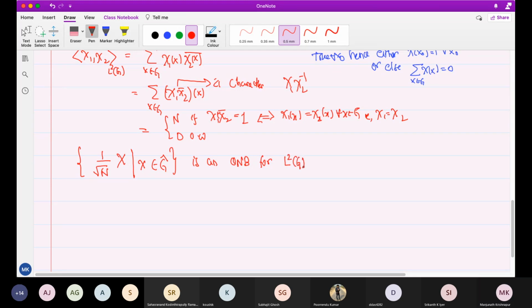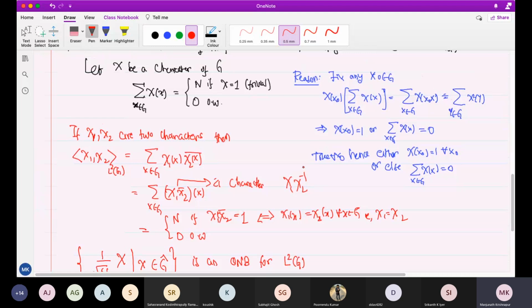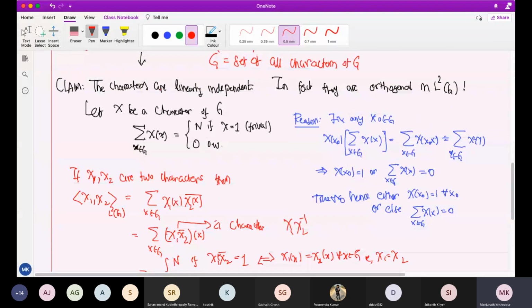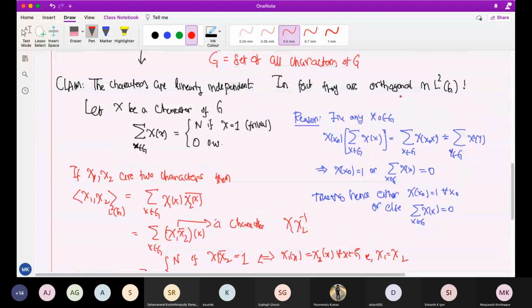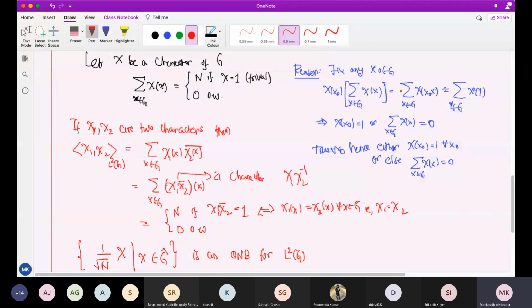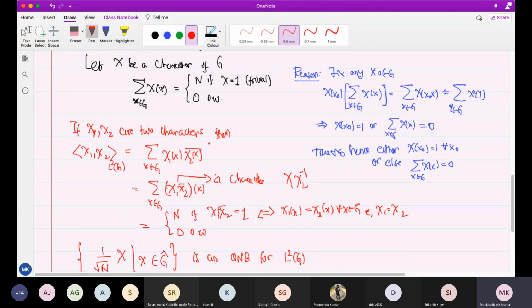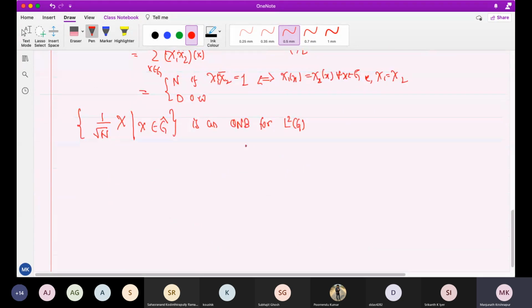Okay. Any questions here? So I have shown that in fact the characters are not just linearly independent, they are orthogonal in L2 of G. So they are of course distinct and they have norms which are root n. So I scale by square root n, I get an orthonormal basis for L2 of G. Why an orthonormal basis? They are orthogonal, but the size is the same.